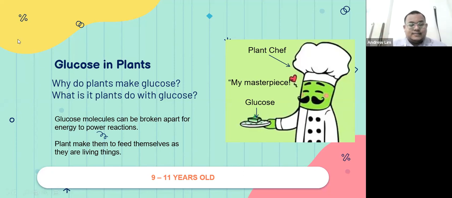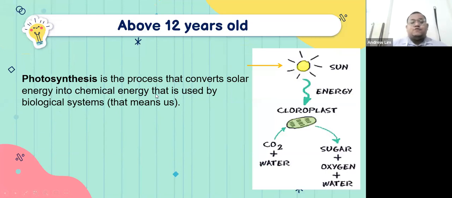All right, next. Now it's for students above 12 years old. If this year you are 12 years old and above, do take note of the following slides, and they're different from the rest of the slides. So photosynthesis for 12 years old and above is the process that converts solar energy into chemical energy. You see the difference now? For 9 to 11 years old, we talk about light energy. But for 12 years old and above, we talk about solar energy into chemical energy that's used by biological systems, which is us. For 9 to 11 years old students, we talk about use by animals and humans.